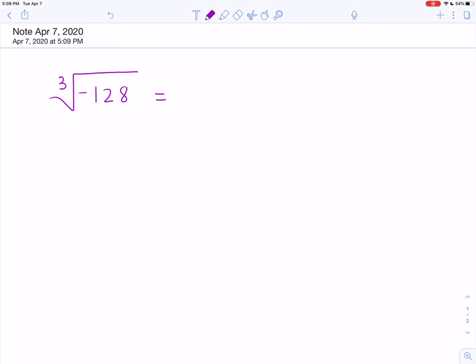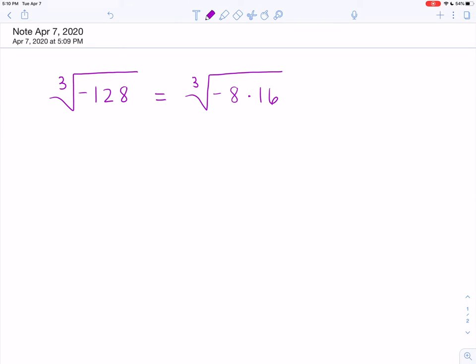And if I can't see it right off the bat, I just pull out my calculator. I take 128 and start trying possible cubes. For example, if I take 128 and divide it by the first cube that I come to, which is 8, then that tells me I can break this up into negative 8 times 16. And that was okay. There's nothing wrong with that.